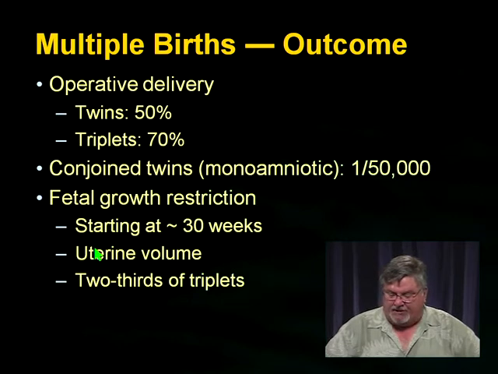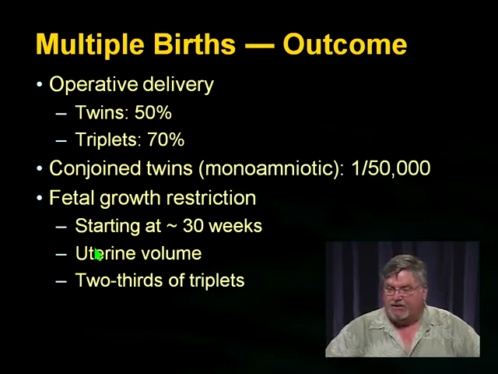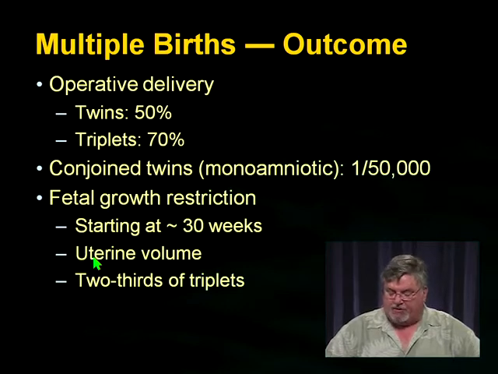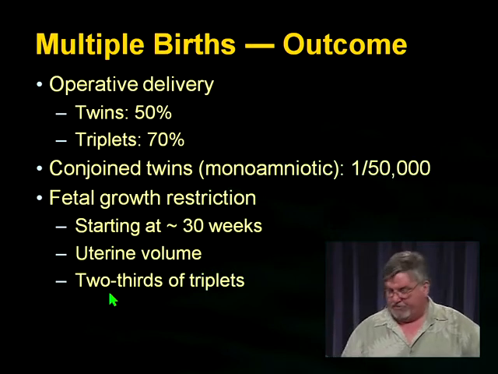Operative deliveries. Conjoined twins, 1 in 50,000. Those are monoamniotic, so they're monozygotic twins. Fetal growth restriction. The reason we bring these things up is that they can be much more common in kids with multiple births, and they begin to run out of intraamniotic space at about 30 weeks. So 2/3 of triplets are born fetally growth restricted.